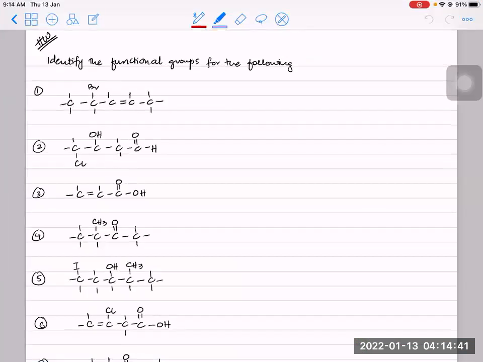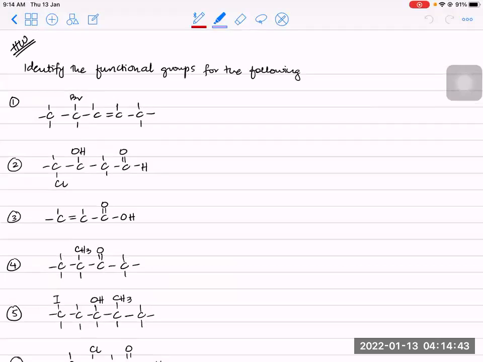Okay, so let's go over this. Identify the functional groups for the following. So you have a halogen here, an alkene here. So which functional groups will we have here? Alkene and bromoalkane, or you can just say halogenoalkane.